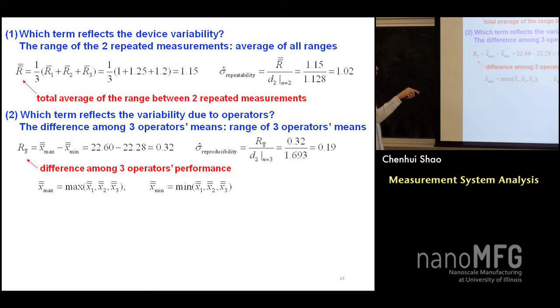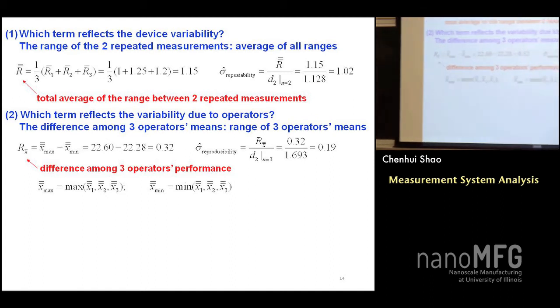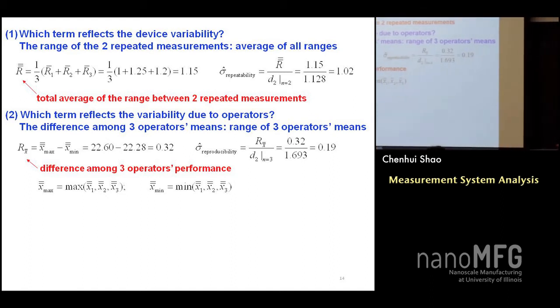Okay, I have this range, and the sigma reproducibility is given by this value divided by D2, with sample size of 3, because I have 3 operators. That makes sense? So in this case, my value is 0.19, right?